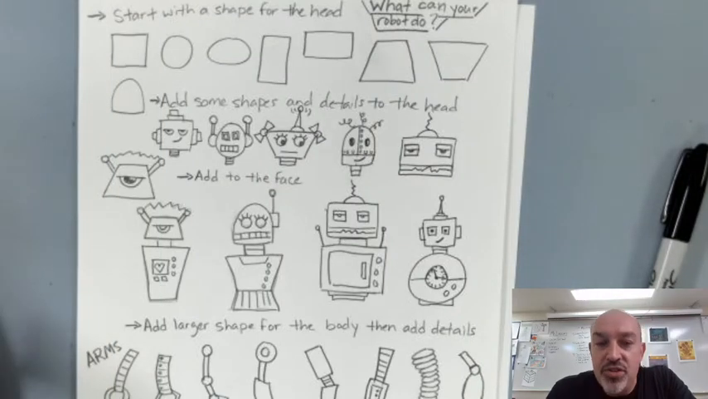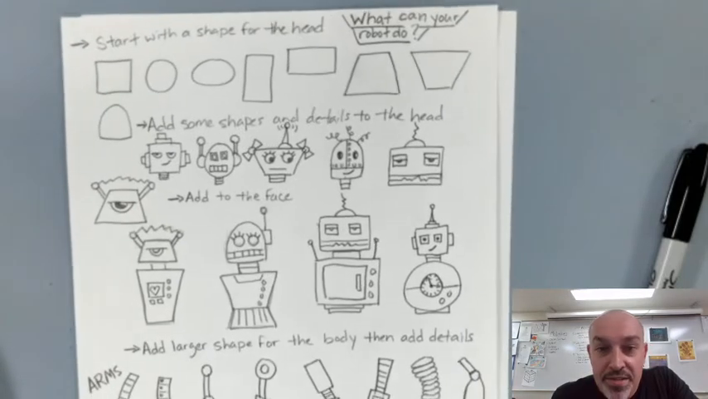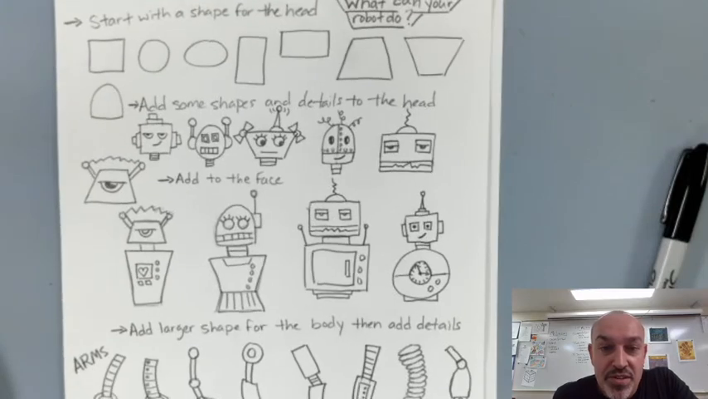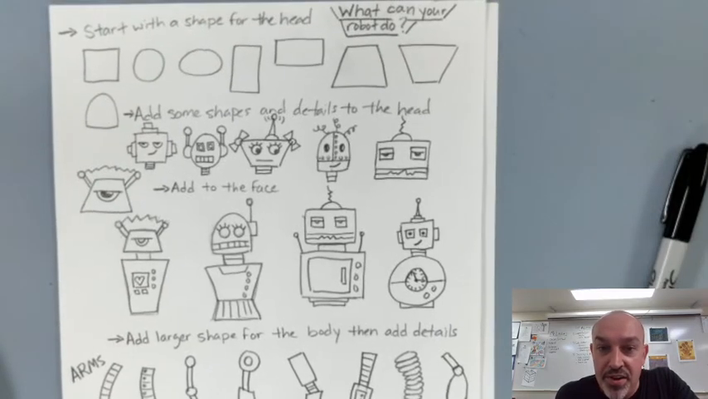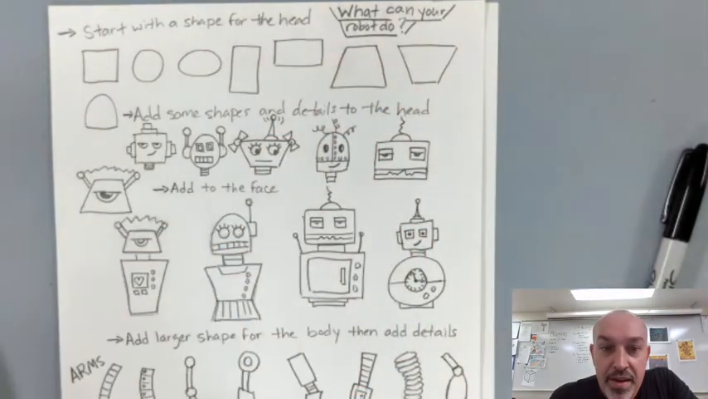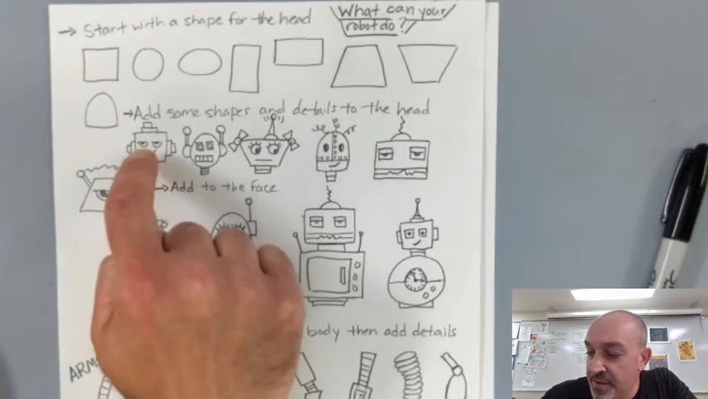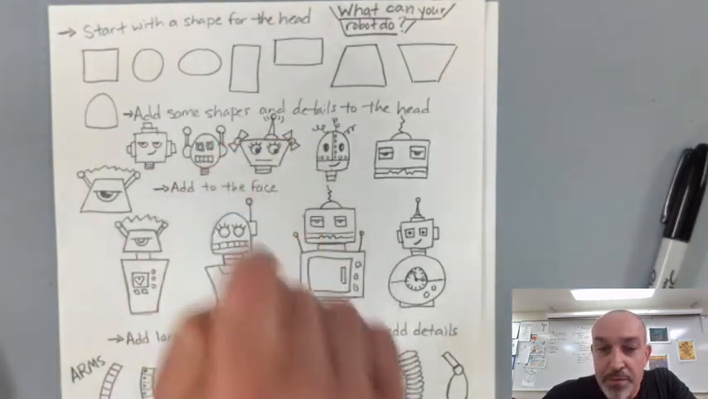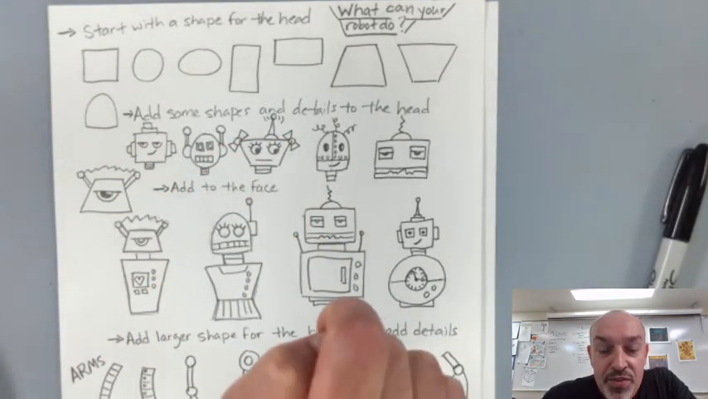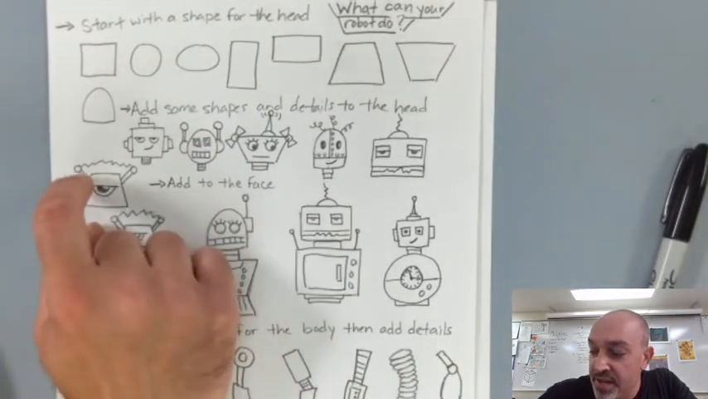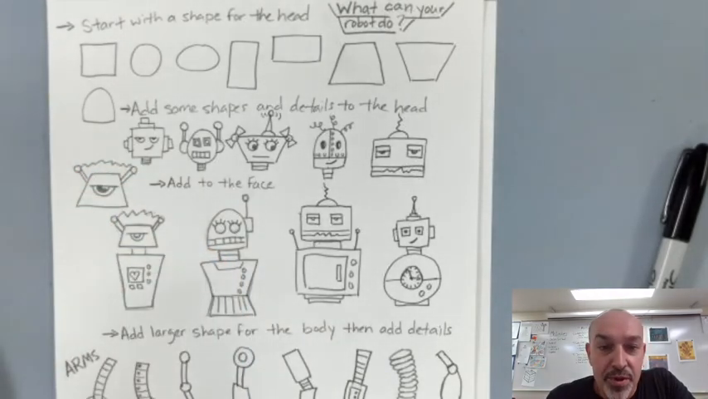I have a page here that I will have available, so you could work from this or you could create your own. This gives you some ideas, though. So this page is just some different ideas for how to get started, like starting off with a shape for the head, okay, adding details to the head like antennas, the face in different ways. This one has little bows on the corner. So just different things you could do. This one has one eye. Some of them have two. This one has electricity going through to both antennas. So they're just ideas to get you started.